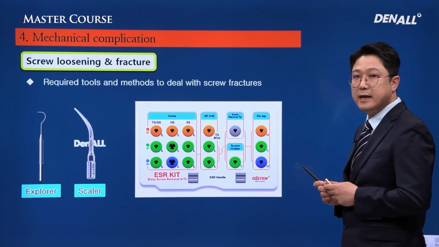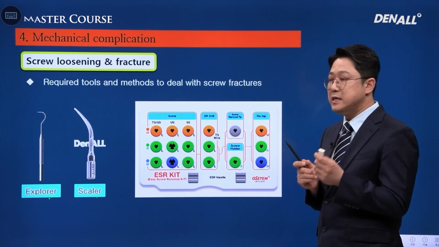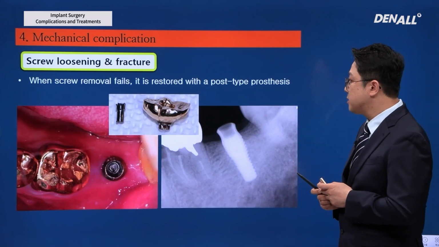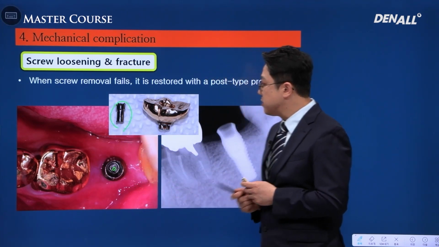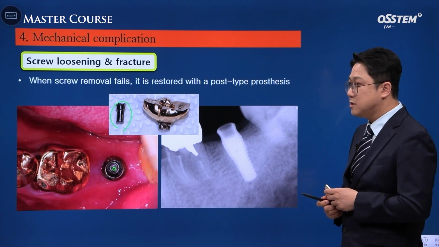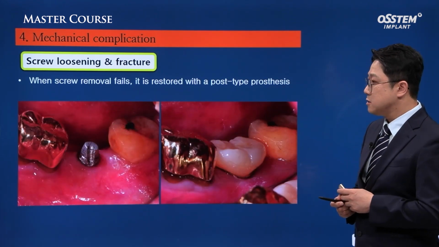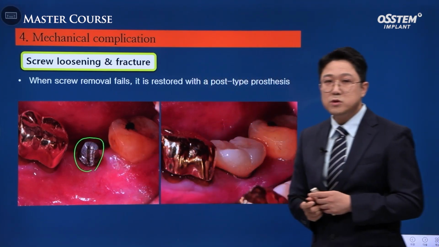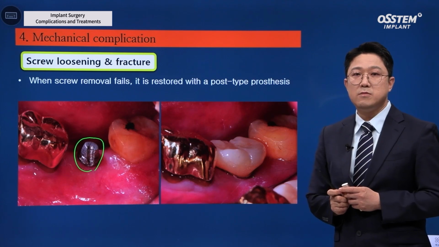When there's a screw fracture, you need to remove it. I use an explorer or scaler to do it. I also use the ESR kit. If it cannot be removed... the screw is fractured here, but I could not remove it in this case. Then you have no choice but to remove the implant body, but it was very difficult to do that. The bone amount was very good here. Therefore, the implant screw was ground off. I made it into a post form, and I restored it with a crown. I think this is one way to handle a fractured screw.